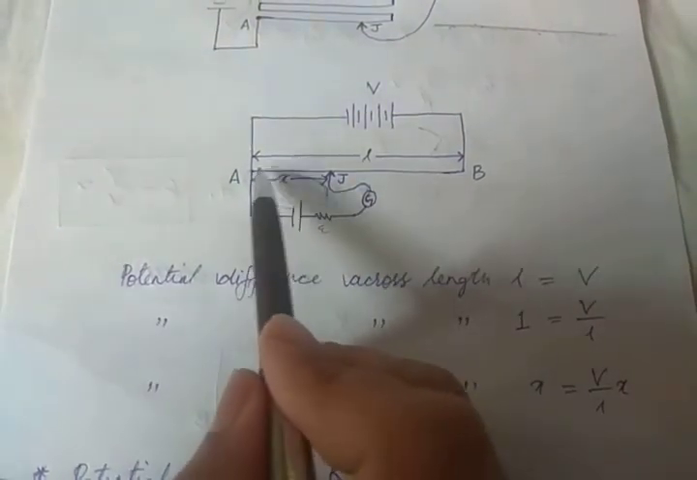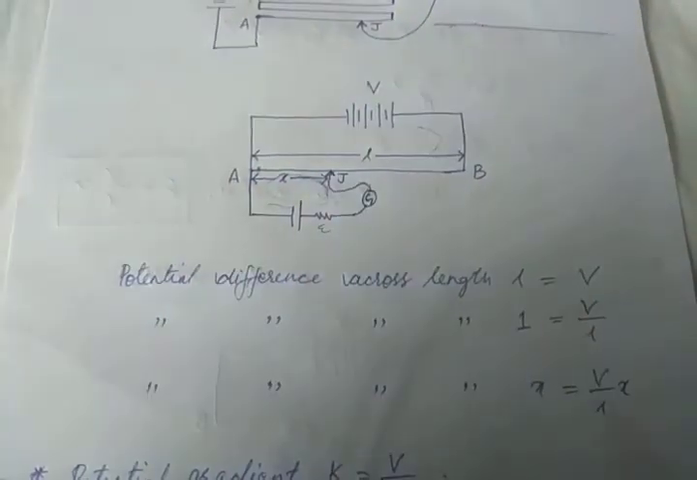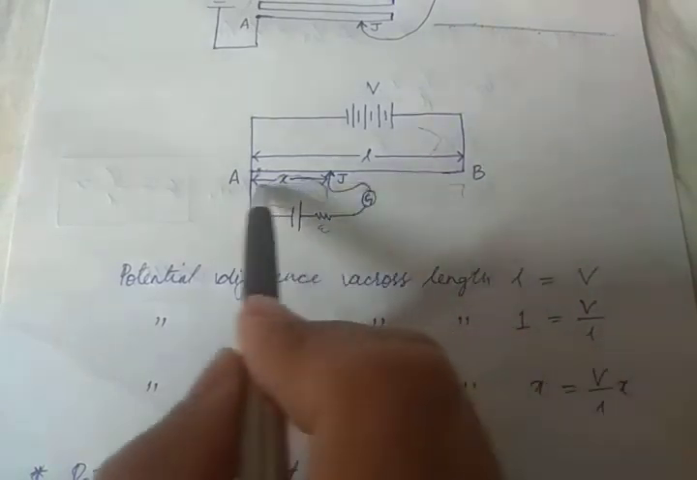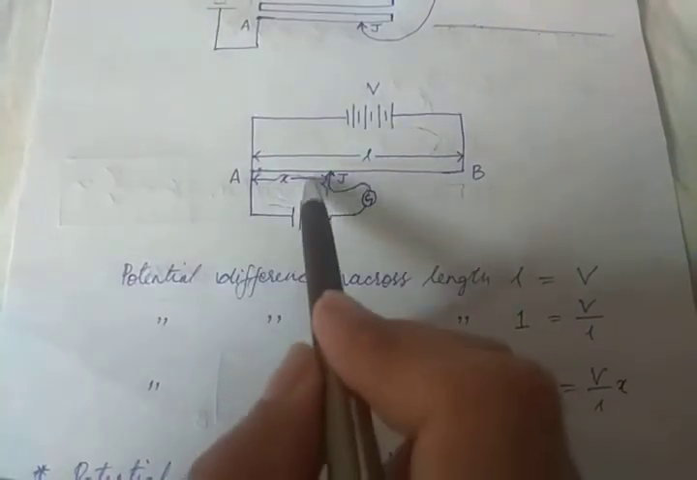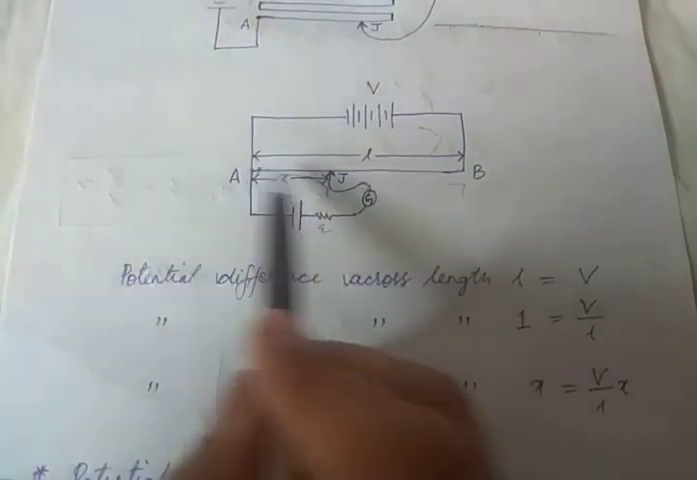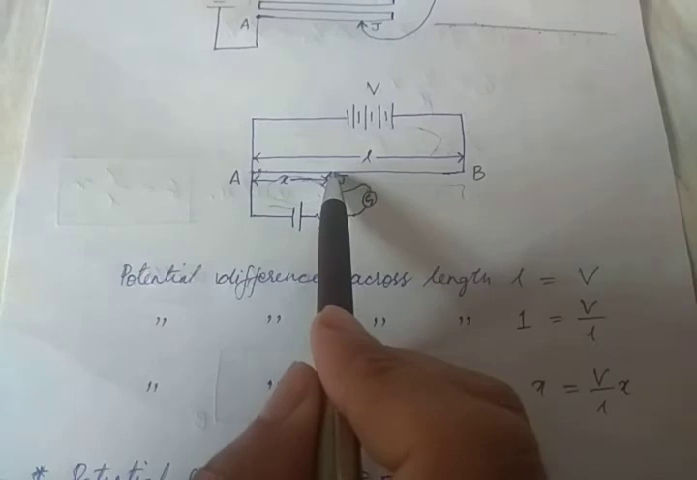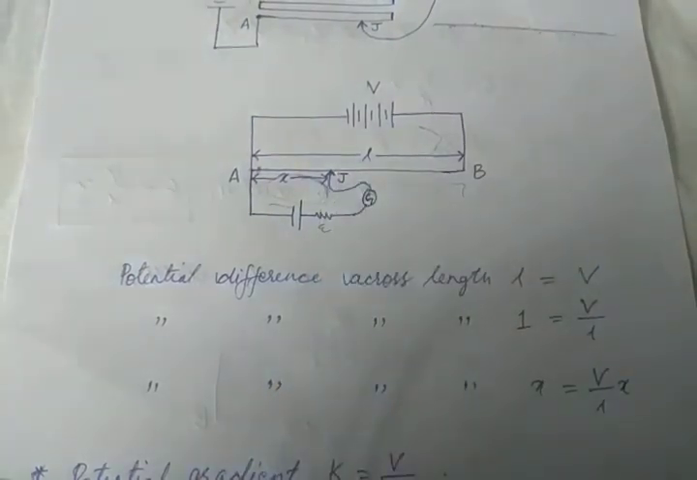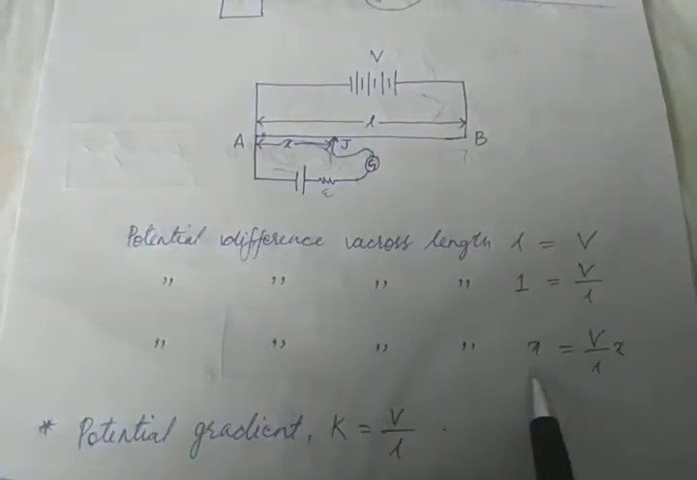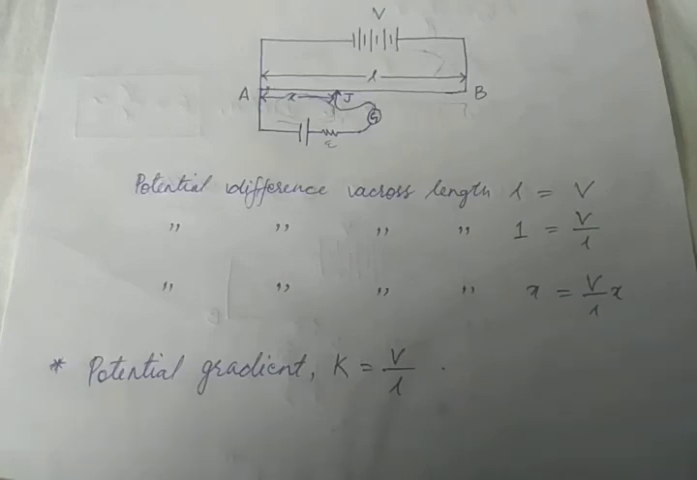Of course, in a potentiometer you also have a scale mounted. So that scale will take the readings. By looking at the scale, you can measure this length exactly. In any potentiometer, you will also have a scale mounted. Remember that. So if this is X, the potential difference across length X will be V upon L into X.